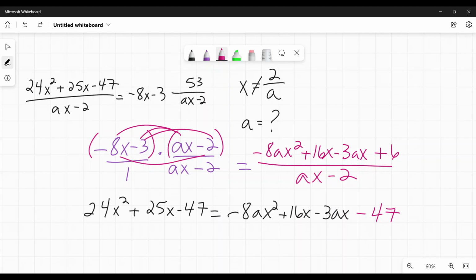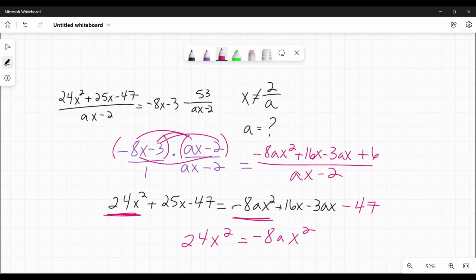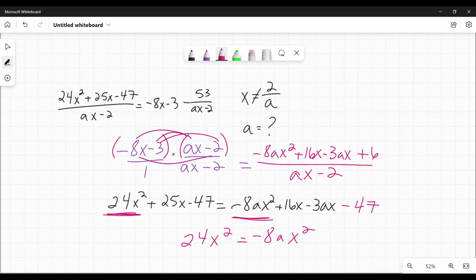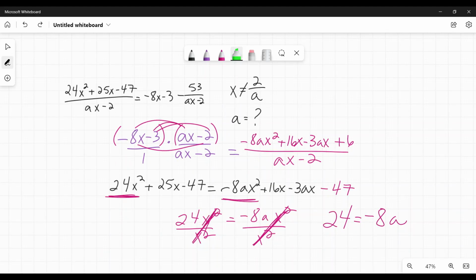The easier one is to say, look, the 24x squared has to be the same as the negative 8ax squared. So I'm going to set those equal to each other. 24x squared equals negative 8ax squared. If you divide both sides by x squared, like we can do in algebra, the x squareds cancel out. And I am left with 24 equals negative 8 times a. Now, be honest, when you saw this monster of a problem at the beginning, did you really think that 24 equals negative 8 times a was the math you were going to be doing? I'm guessing not. So I divide both sides by negative 8, and I get that a is equal to negative 3, and that is my final answer.